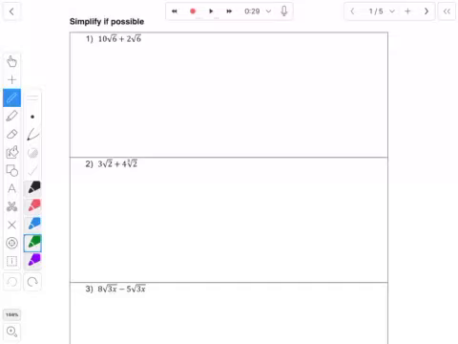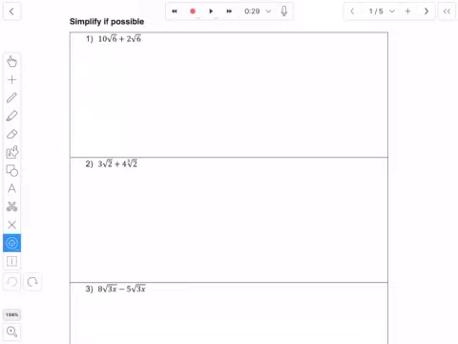Hi, so today we are going to be simplifying radical binomial expressions. That means that there are two things that we can simplify right here. So, for example, I'm going to start using the addition one. In this case, we have to check two things before we start adding.